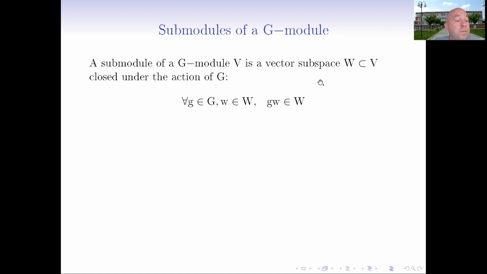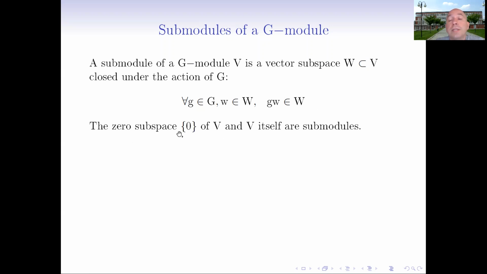Okay. Submodules of a G module. Suppose G is a group, and V is a module over the group, and assume that we have a vector subspace W inside V. Then W is called a G submodule of V if it's closed under the action of G. It means that if you take some element g small in G capital and w small in W capital, then g applied to w is again in W. This means that W is stable, or closed, with respect to the action of G on V.